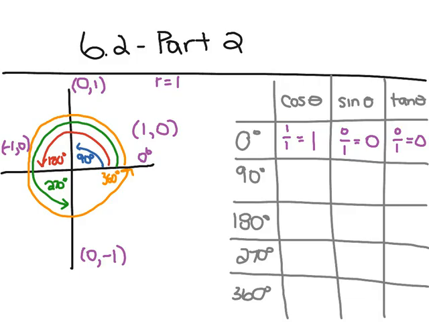For 90 degrees, our x is going to be 0, and r is 1, so it's 0. Our y is 1, and r is 1, so it's equal to 1. And for tangent, our y is 1, and our x is 0. And because we can't have an x on the bottom, we know that this is undefined.